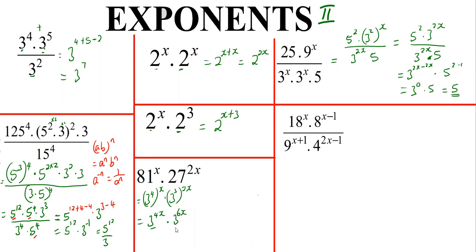Now we have the same bases. What do we do? We're going to say 3 to the power 4x plus 6x. Then what do we get now? It's going to be 3 to the power 10x. That's our final answer.